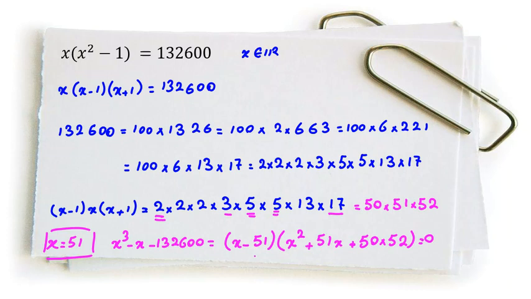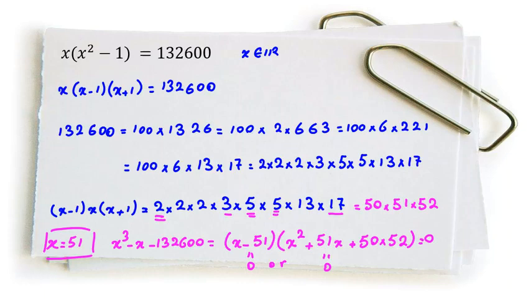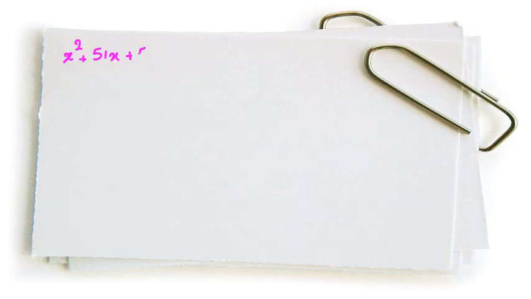In the next step, this one is 0 or this one is 0. Let's consider this part, x squared plus 51x plus 50 times 52 equal to 0.